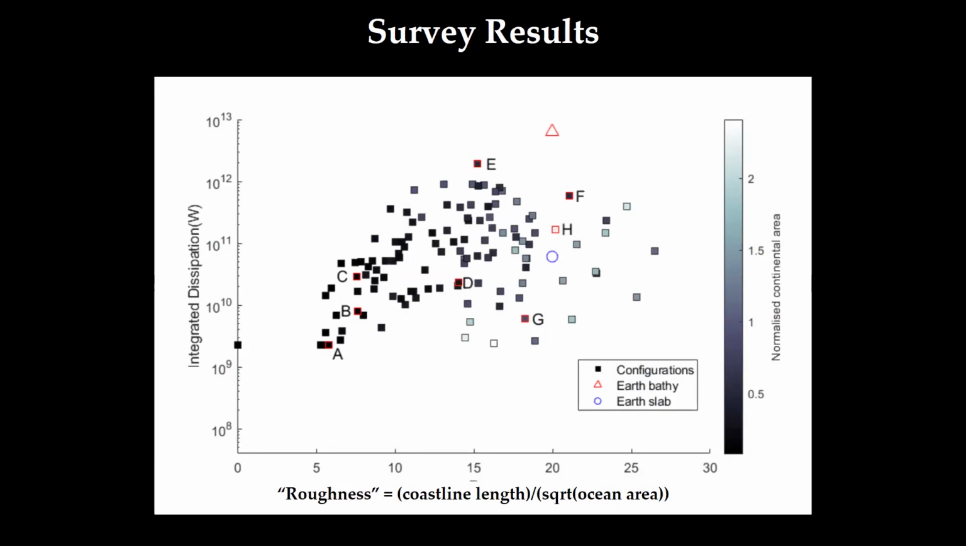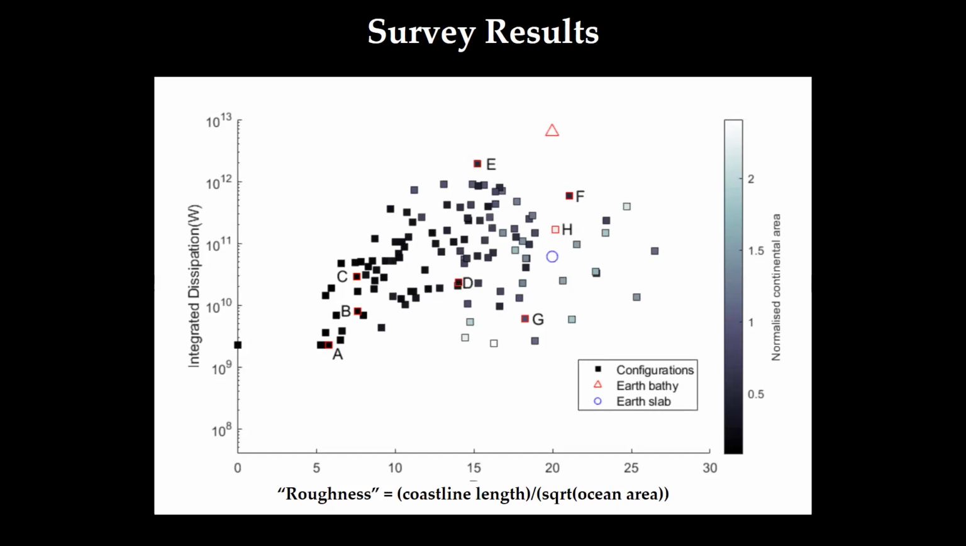It's a rough measure of how complicated the coasts are. And all these different points are color-coded based on how much more or less land was on these planets compared to the modern Earth. These two points I want to particularly call out. These are the Earth results we had. This is the actual Earth right here, with seafloor topography and roughness included. This is where it is if it was just a bathtub Earth model.